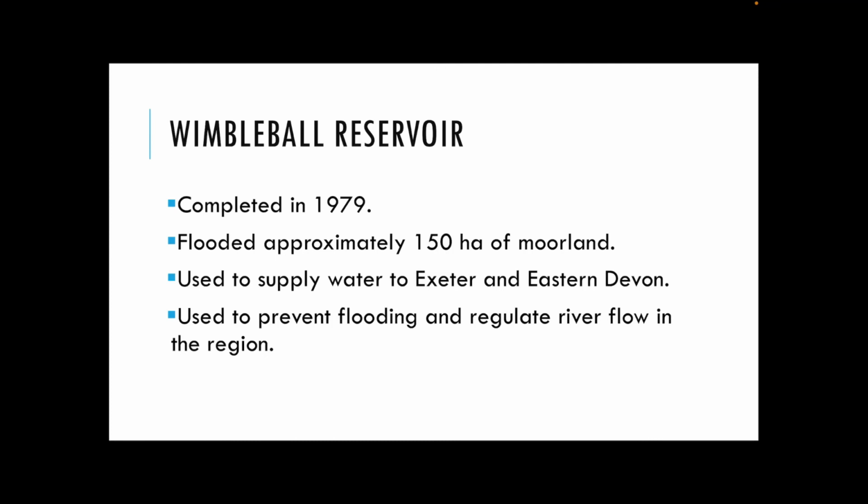So the reservoir was completed in 1979, and to make the reservoir, they flooded 150 hectares of moorland. The main reason for creating the reservoir was that they wanted a better water supply for Exeter and Eastern Devon, so they created the reservoir as a water store for these areas. But now it is also used to prevent flooding and to regulate the river flow in this region, and particularly to stop flooding in the larger urban areas, so Exeter, for example.